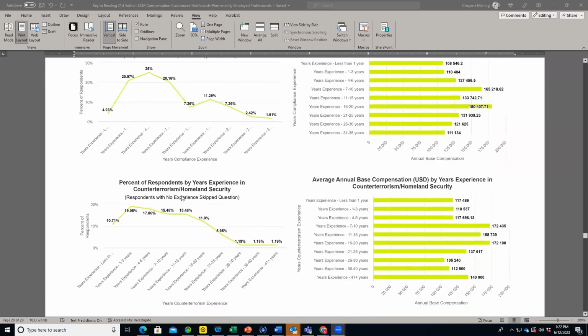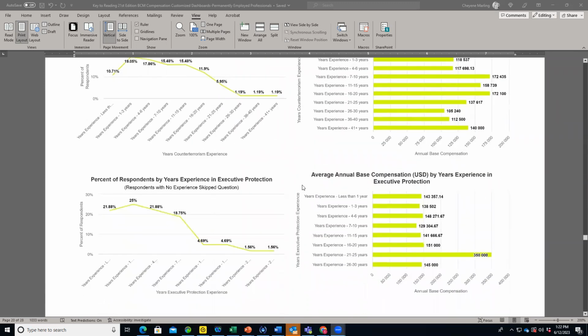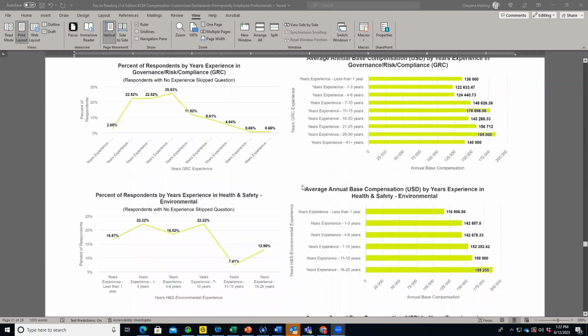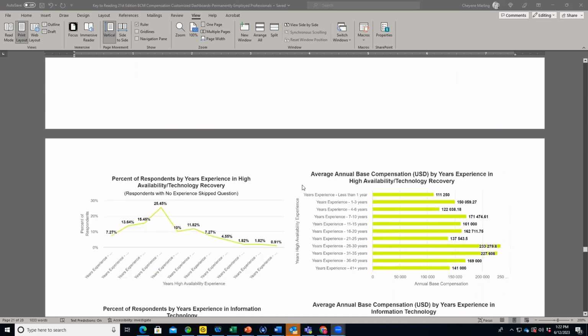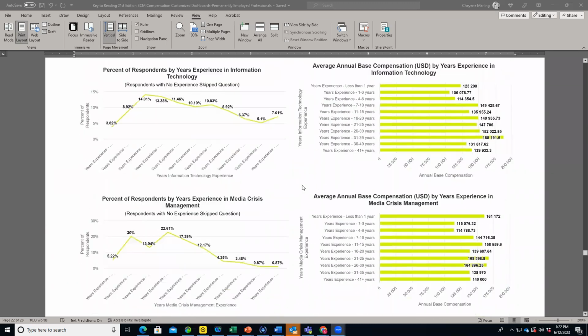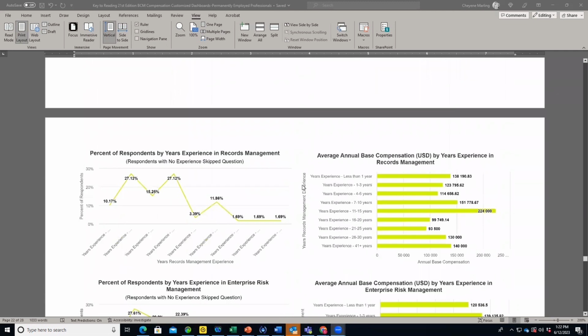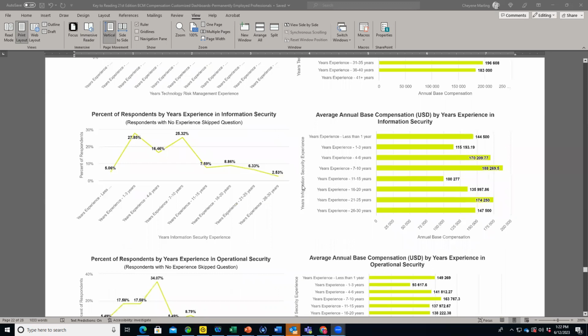It is important to note that people could skip this question. So you may not see a lot of respondents, which means that the majority were 0%. So if they didn't have this experience, they skipped the question. Executive protection, facilities, GRC, health and safety, environmental and occupational, high availability, information technology, media crisis management, privacy. Okay, I'm going to skip down to the last couple data charts within the dashboard.